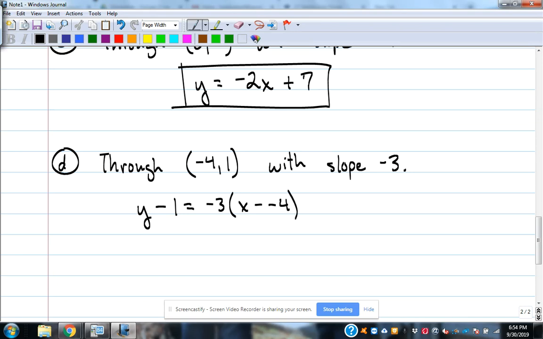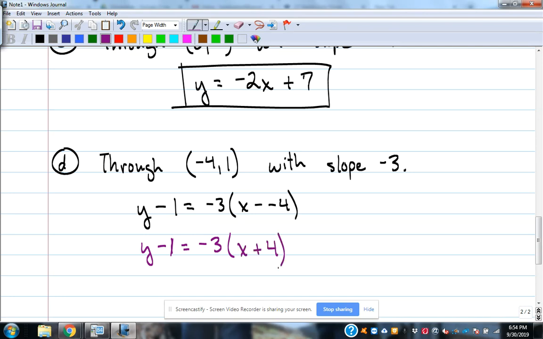This problem looks familiar. It should. It was example A. Same problem. Okay? And then what did we do to clean up that point-slope form? Yeah, made it plus instead of double negative. And if you want to do that at the first step and just skip writing it, I hope you do. I'm just writing every single step here for my notes.